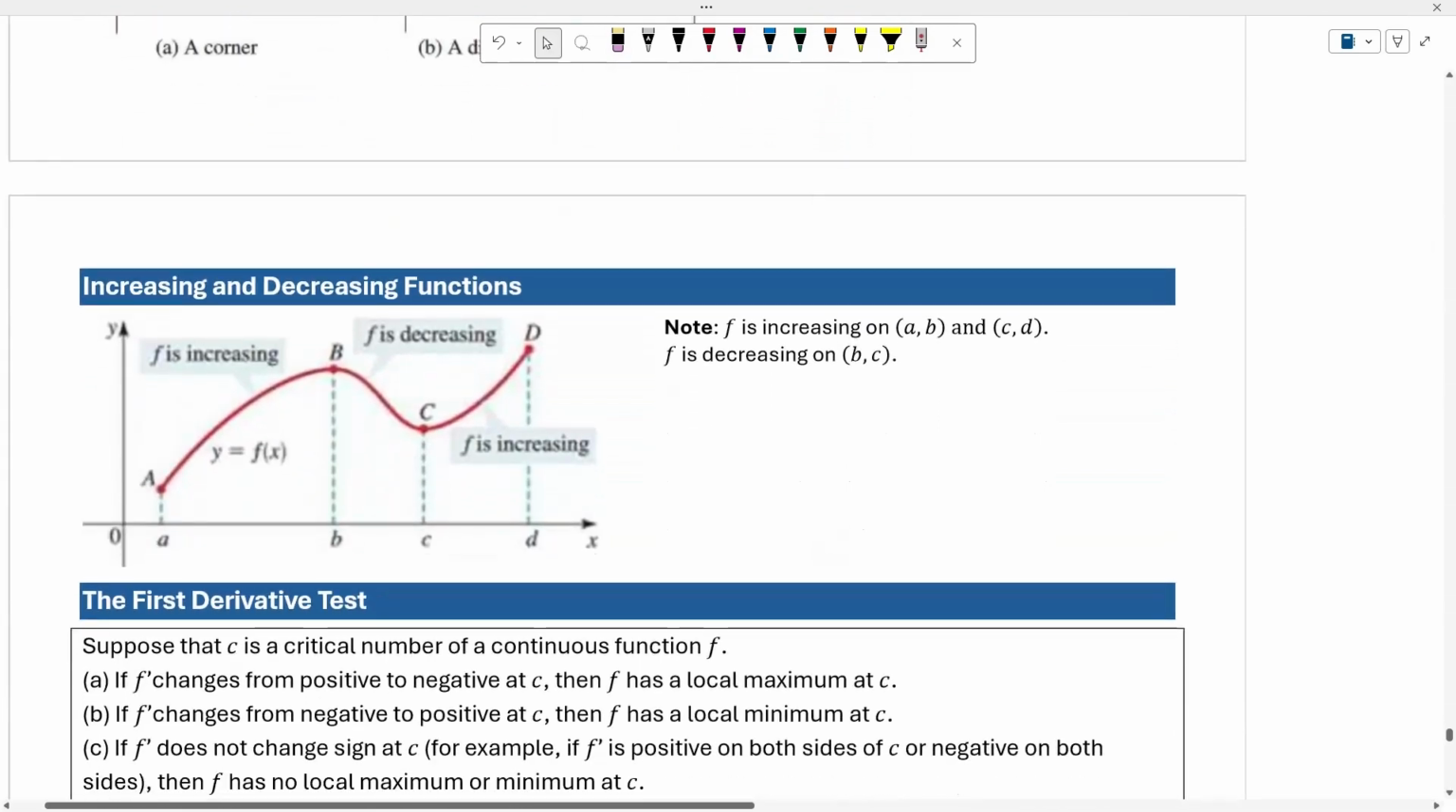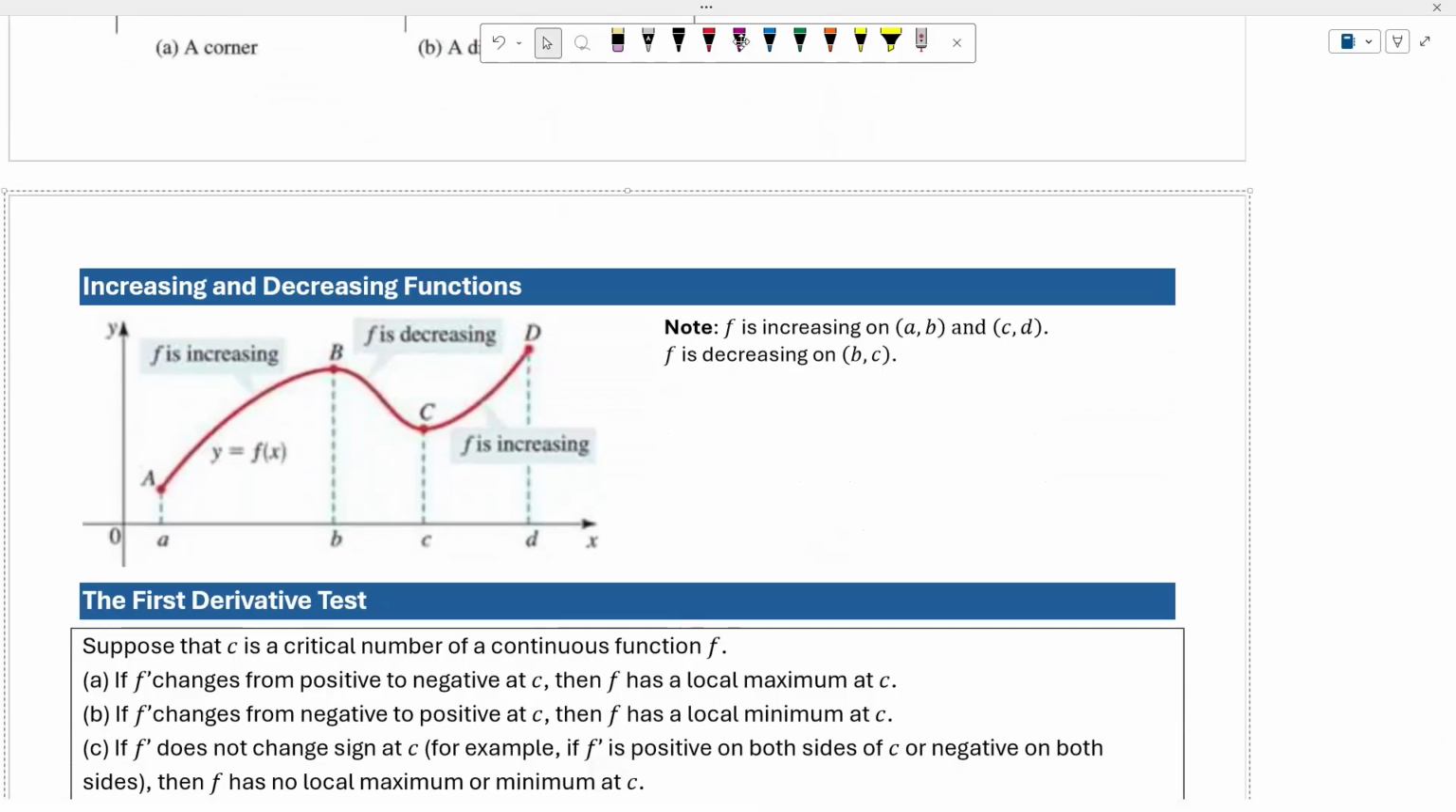But now let's talk about increasing and decreasing functions. Now you will see that most polynomial functions behave like this. Part of the function is increasing, then decreasing, and increasing again, right? So in this case, we could say that f is increasing on the interval between x equal to a and x equal to b.